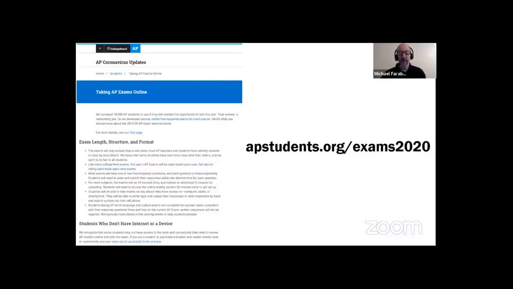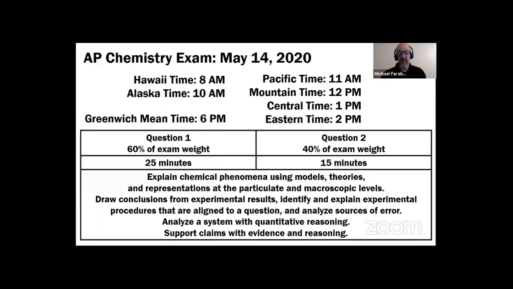A reminder to students to go to apstudents.org/exams2020 to get more information about the format of the AP exam. For chemistry, the AP exam date is May 14th. And there's information here on the screen about the different time zones in which you'll be taking the AP exam, depending on where you live in the world. And there are 2 free response questions on the online AP Chemistry exam this year.